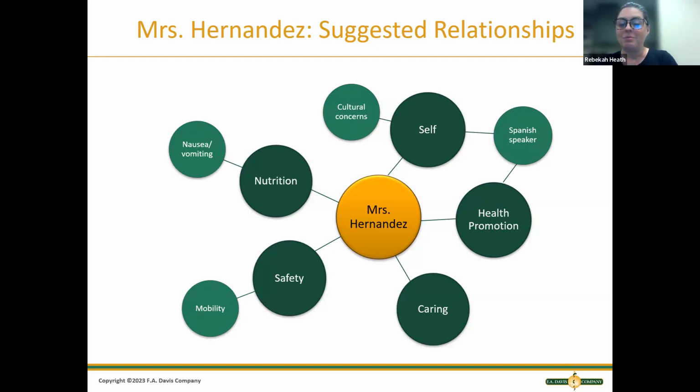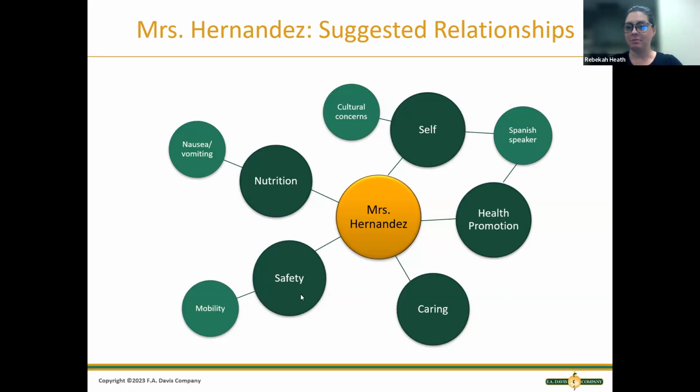We would have to make extra sure that she understands our instructions, discharge care, and follow-up, because there's a language barrier there. So as you build this concept map, we would be adding on more things.